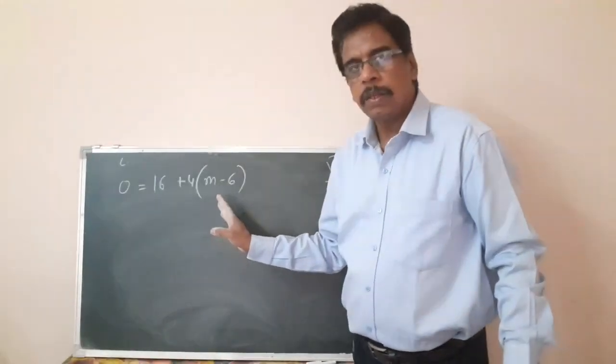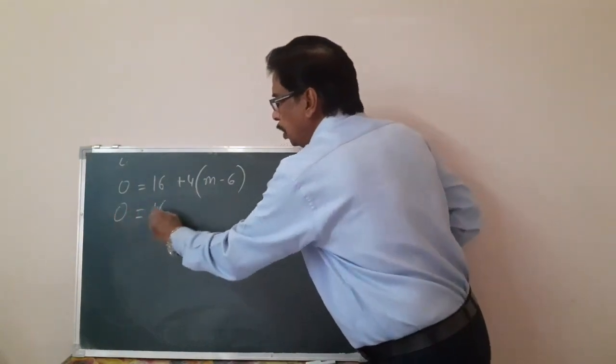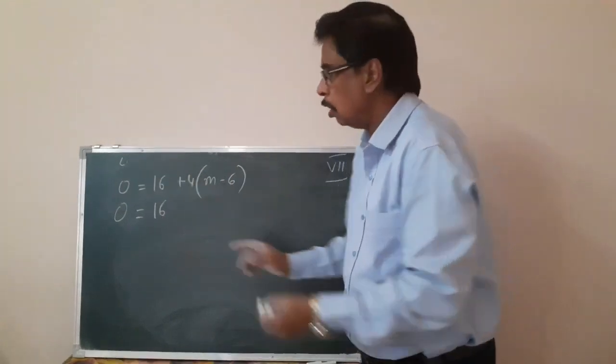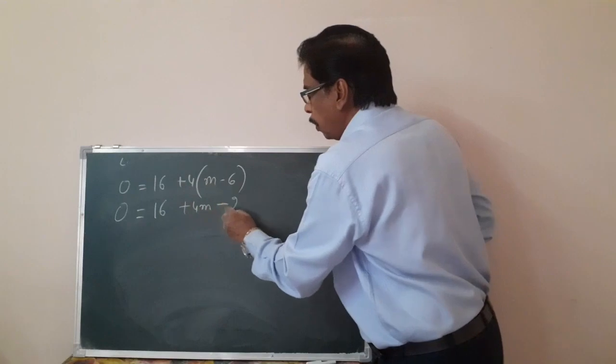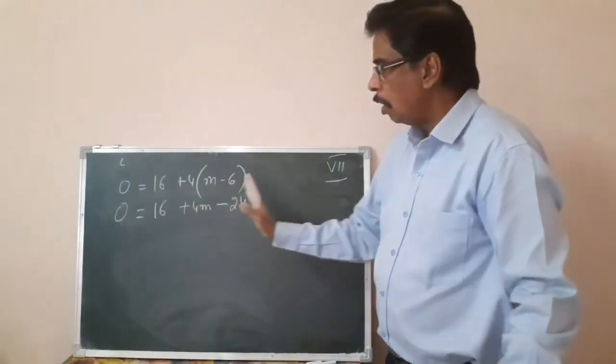Zero is equal to 16 plus 4 bracket m minus 6. Write the zero as it is, 16 as it is. Don't add or subtract. Open the bracket first. Write this number as it is. So 4 into m is 4m. Plus into minus, minus. 4 sixes are 24.